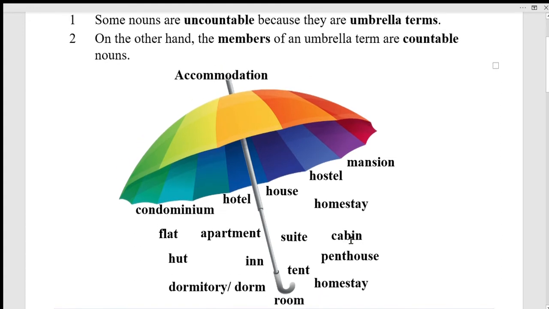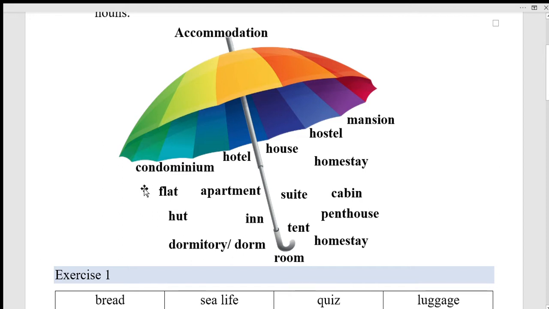Okay, yang ini semua adalah countable. Okay, so saya ulangi satu kali lagi ya. Kalau umbrella term, okay, accommodation ini adalah uncountable. Yang contoh-contohnya itu semua adalah countable. Okay, now what is the difference between countable and uncountable?